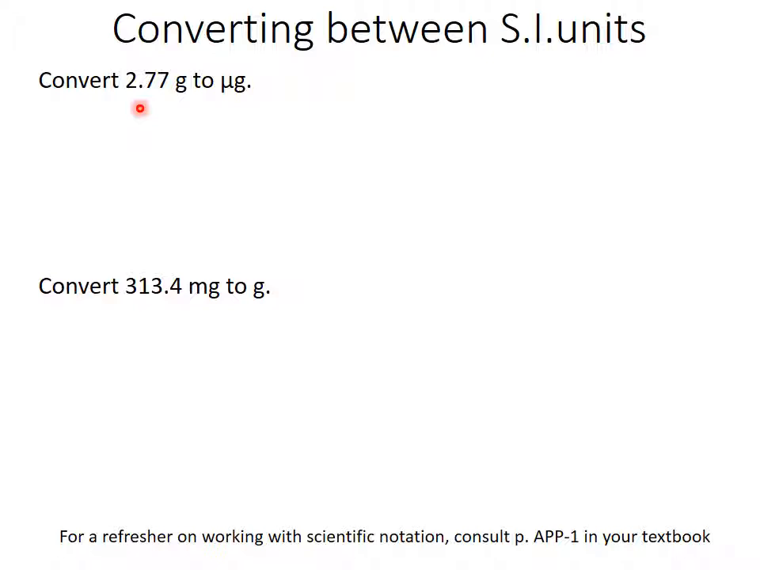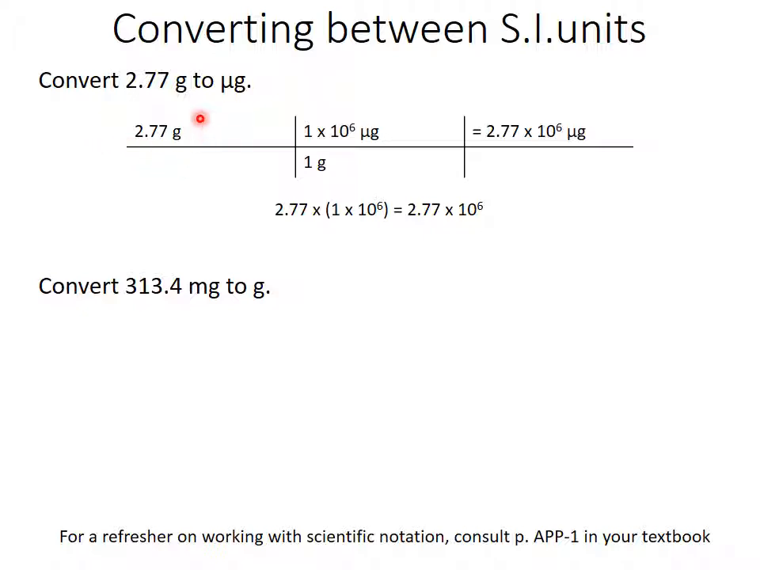Let's convert 2.77 grams to micrograms. We start with our 2.77 grams, and then we know that 1 gram is 1 times 10 to the 6th micrograms. You can go back and check that chart on the previous page. We are going from a larger unit to a smaller unit, so we're going to need more of those smaller units to count the same value. Therefore, whenever you go from a large unit to a small unit, the number itself should increase, which is what we see here: 2.77 times 10 to the 6th micrograms.